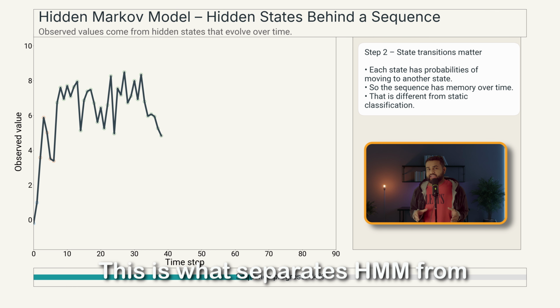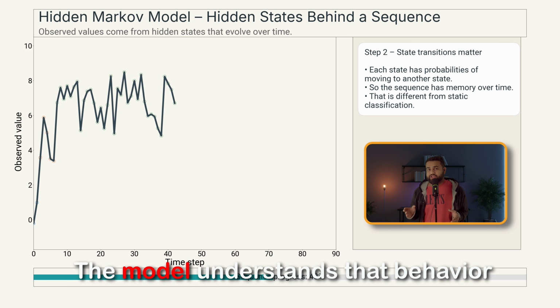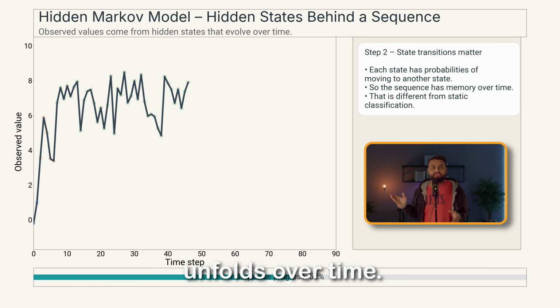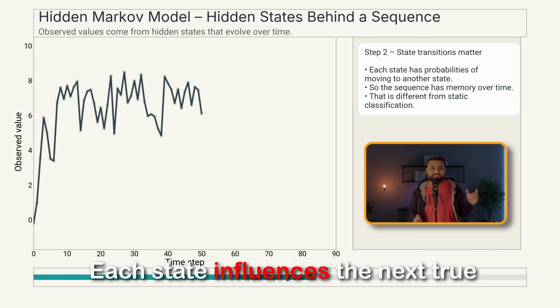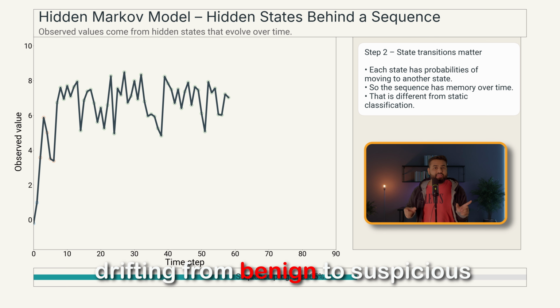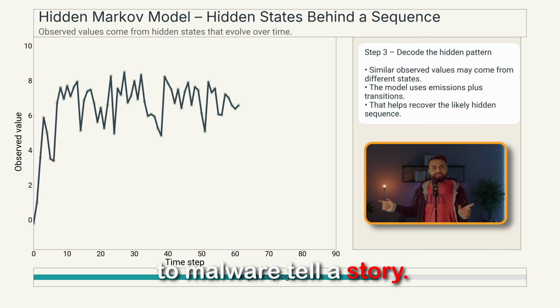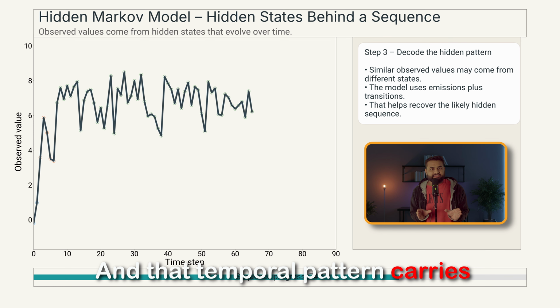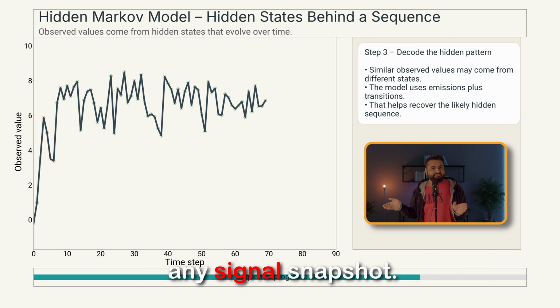This is what separates HMM from other classifiers. The model understands that behavior unfolds over time. Each state influences the next through a transition matrix. A process drifting from benign to suspicious to malware tells a story. And that temporal pattern carries far more signal than any single snapshot.